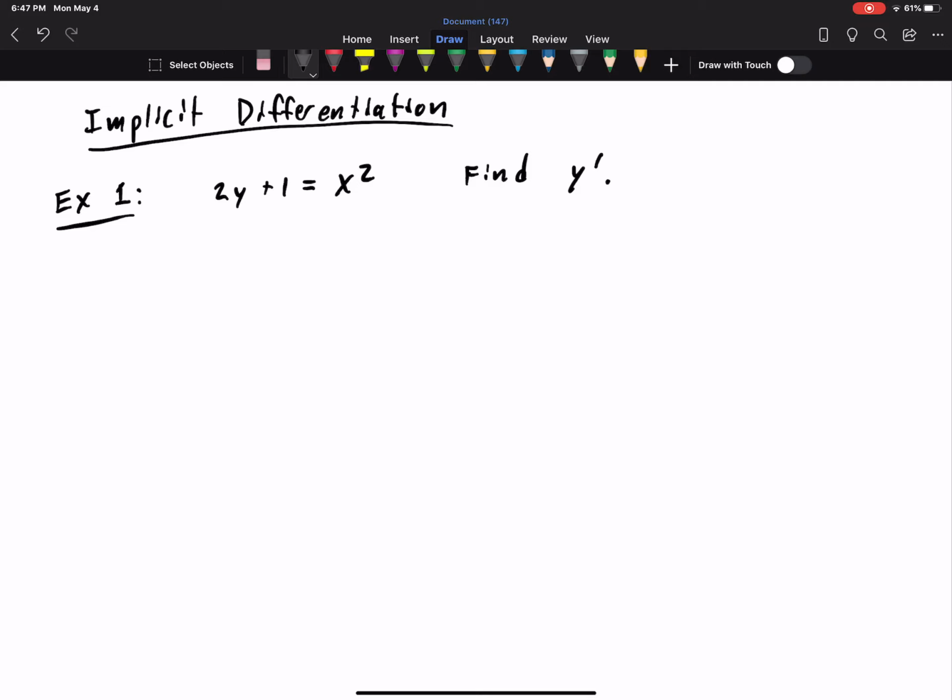All right, example 1. Here we're given an equation 2y plus 1 is equal to x squared, and the goal is to find y prime using this relation. So, how do we go about doing it? We derive both sides of the equation.